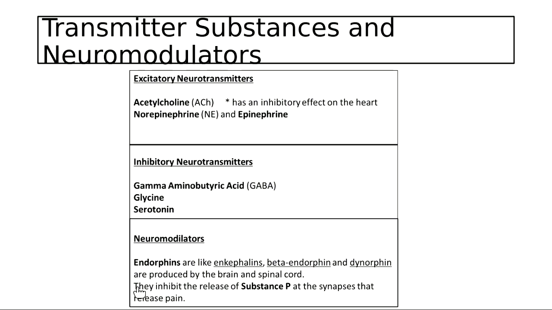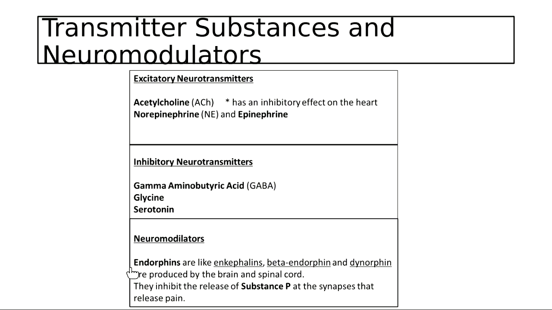Here's what they also do. They inhibit the release of substance P at the synapses that release pain. So endorphins are going to be molecules that reduce pain, as well as relax. Now, if you remember from general biology, we had endorphins there, and there was a molecule which mimicked endorphins. The molecule which mimicked an endorphin is a synthetic that was produced called morphine.